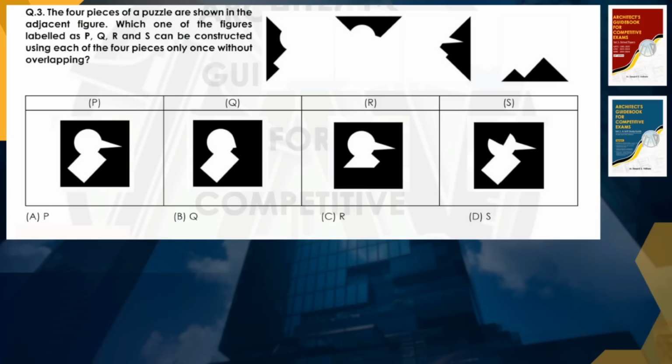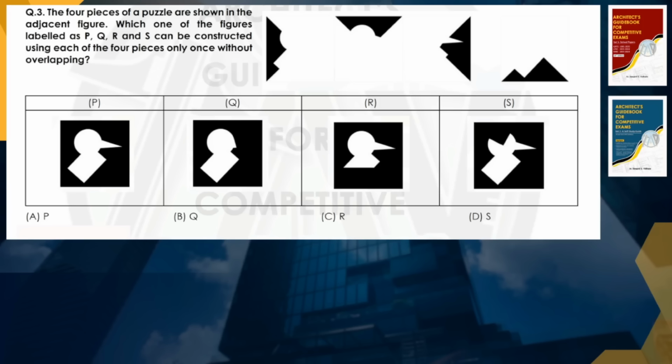Question 3, again a simple one. The four pieces of a puzzle are shown in the adjacent figure, right? Which one of the figures labeled as P, Q, R, and S can be constructed using each of the four pieces only once without overlapping?